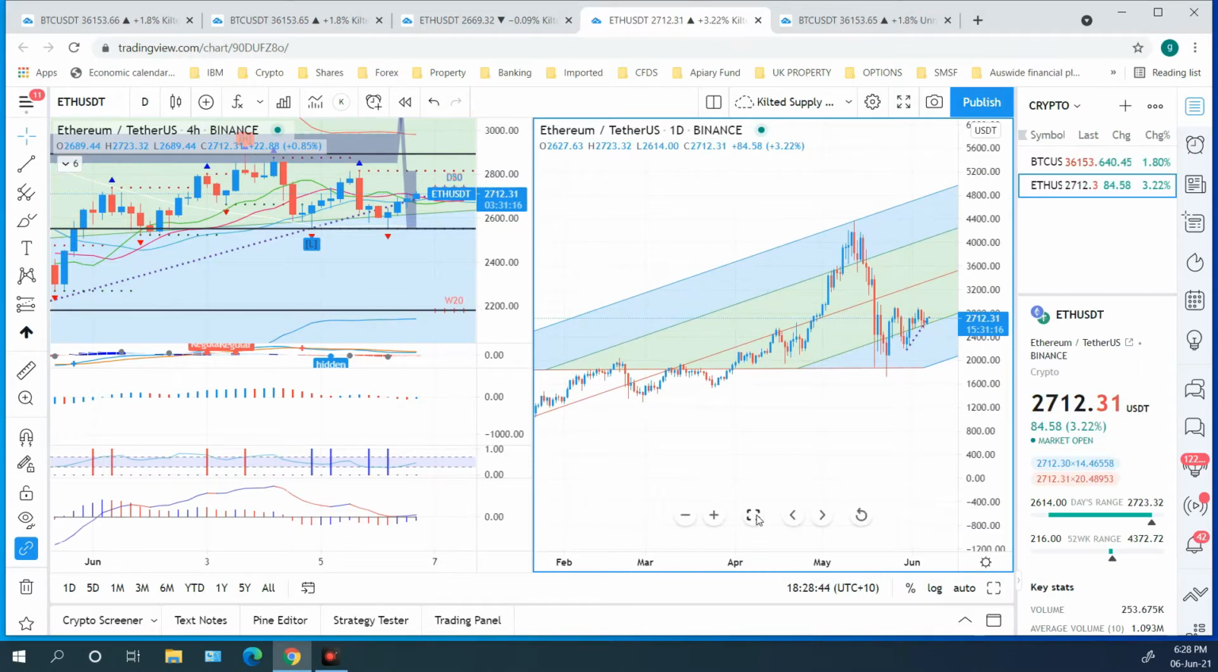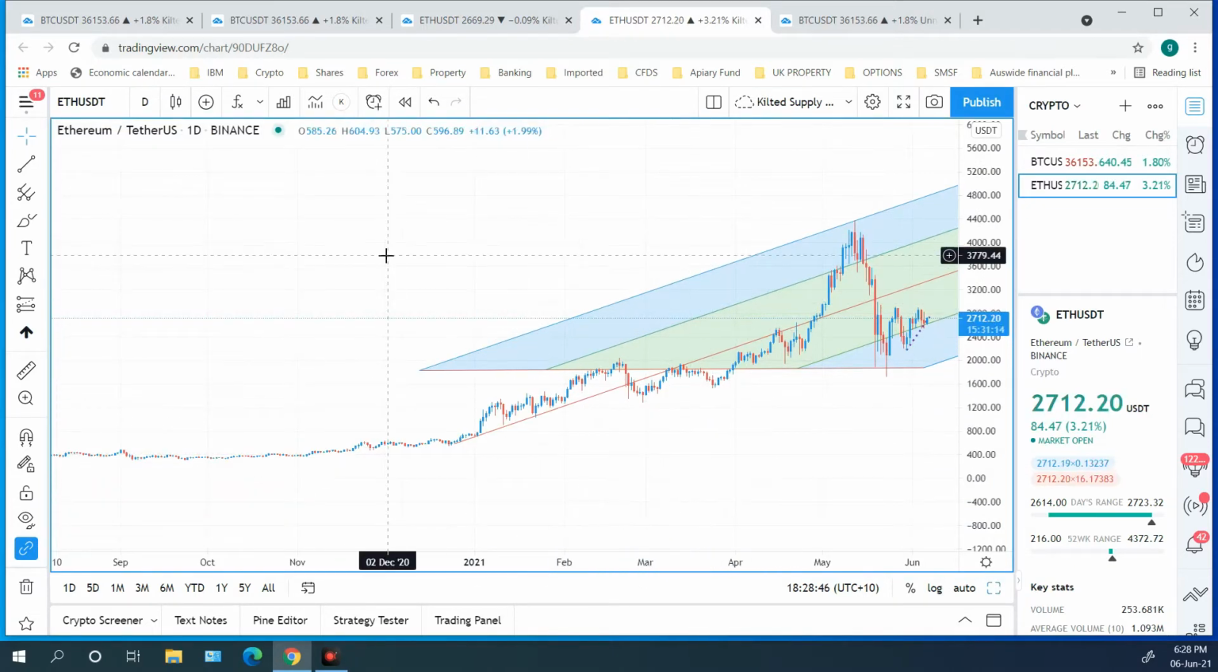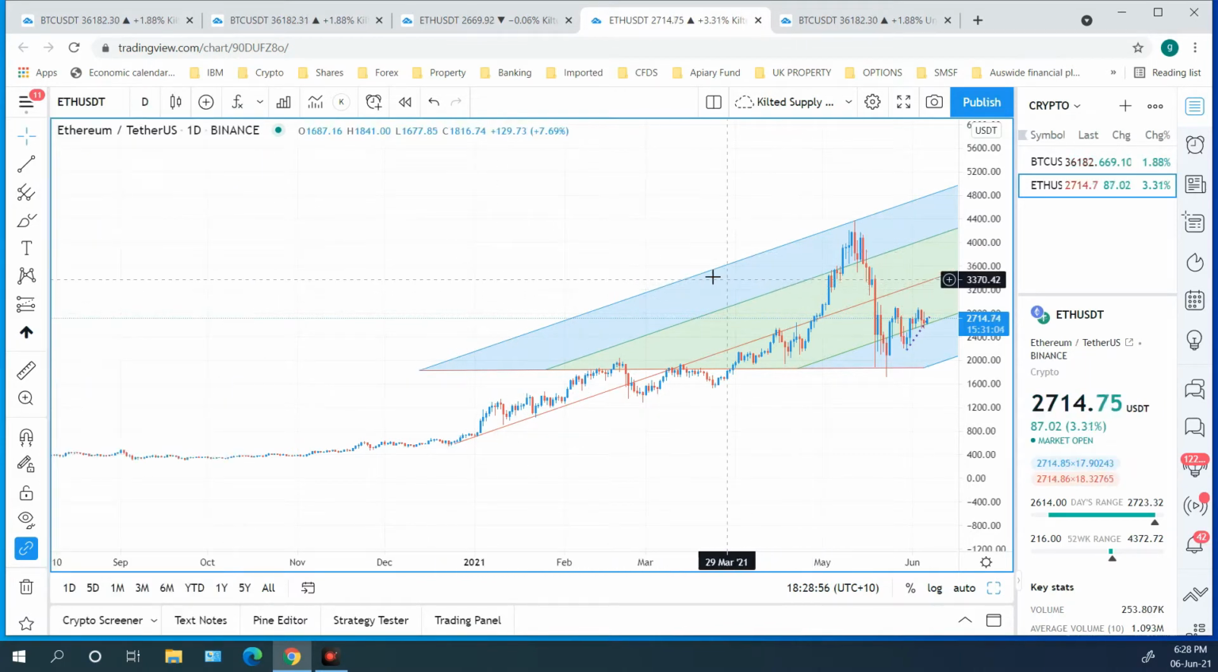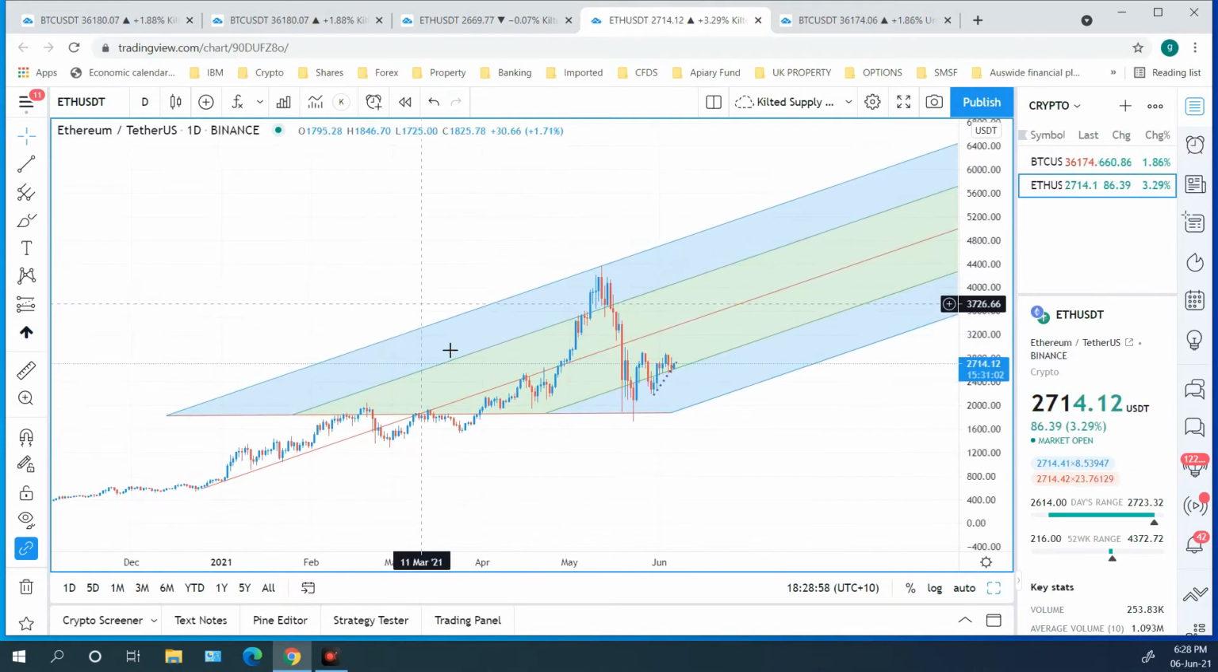So if we zone in on this, what I've drawn here is what we call an Andrews pitchfork. There's various versions of this. I'm just using the basic one, the pitchfork. And what I'm looking to do is spot some key levels. So I've drawn this trend line here. You can see we broke it, retested it, and then went away from this level, came up, got close, came back, pulled back.